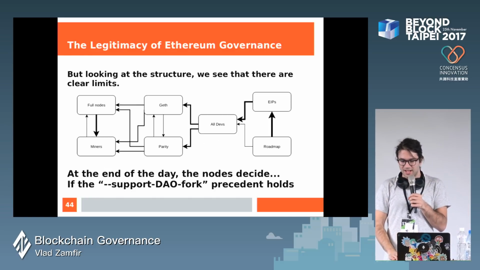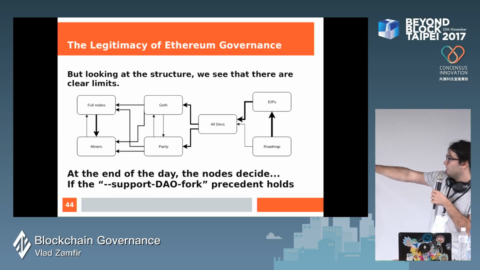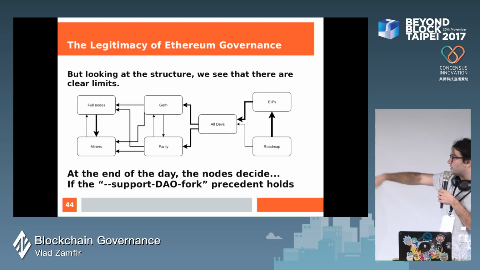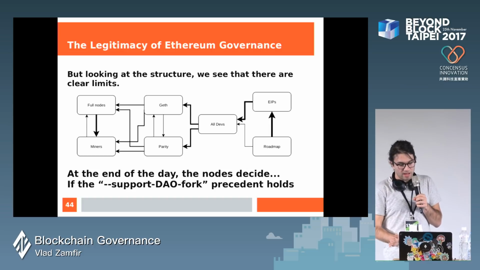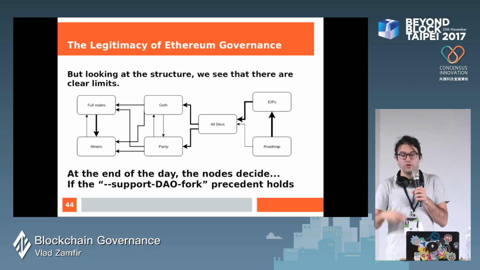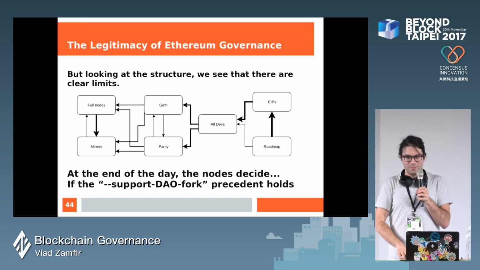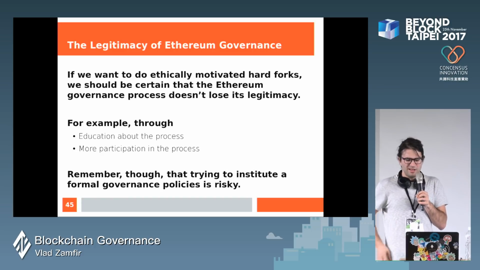But if we look at the structure, we do know that there are some clear limits on what could be done with a hard fork, right? Nothing that the nodes wouldn't install would ever make it. And at the end of the day, we did have this precedent with the DAO fork, where All Core Devs decided to implement a flag which nodes could use to run one version or another. And so if we have that, then at the end of the day, it will be the nodes who decide. Only things that nodes believe other nodes will actually install could make it through as a hard fork.